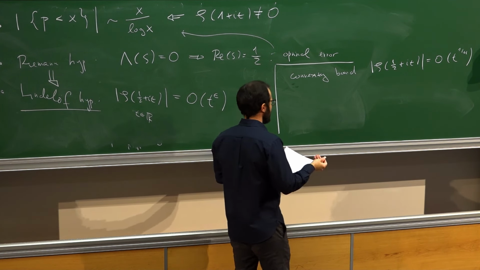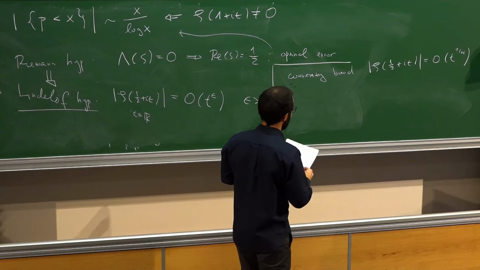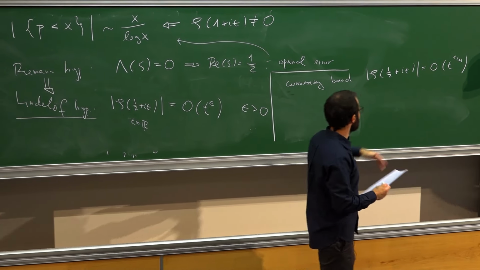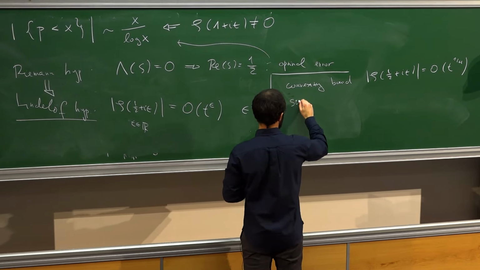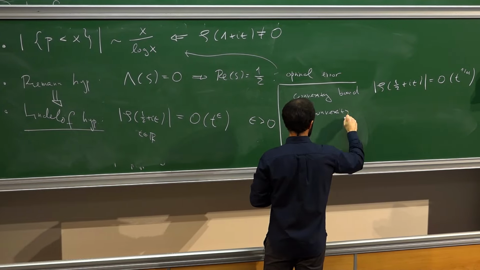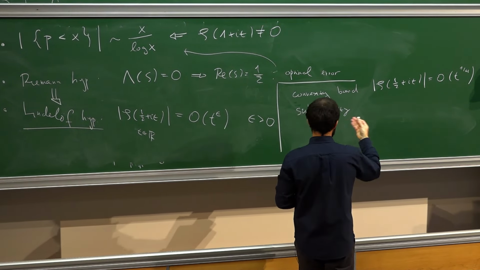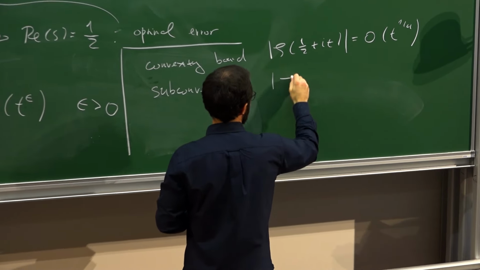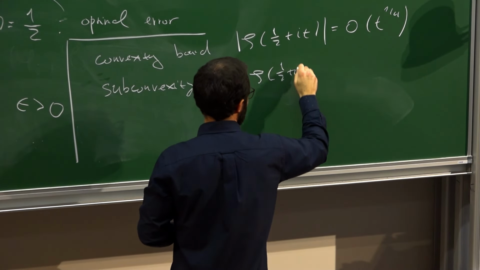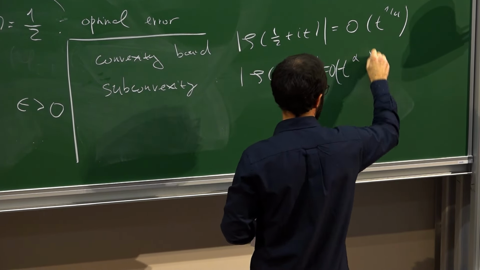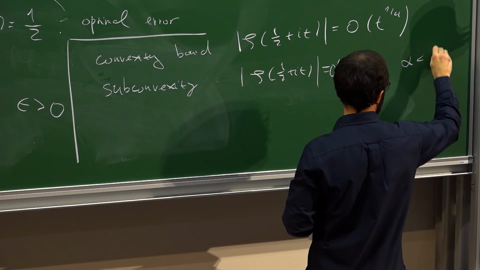Then finally, I can explain what Weyl is. So any improvement of this 1/4 below is called subconvexity. So if you have heard about the subconvexity problem, maybe you don't know what it is, this is what it is. Subconvexity means that we have zeta at 1/2 plus it, and we can bound it by t to the alpha, where alpha is less than 1/4.